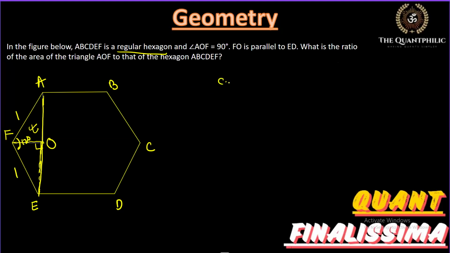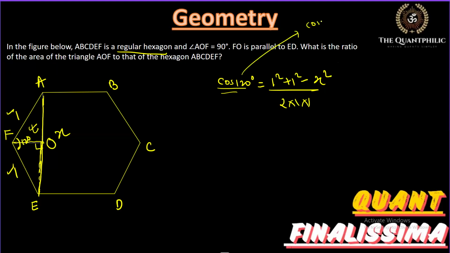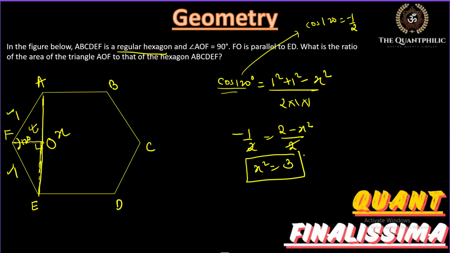So cos 120 degrees, as I told you, this is 120 degrees, and the sides enclosing that angle: 1 square plus 1 square minus, suppose the third side to be x square, divided by 2 into 1 into 1, right? So cos 120 degrees, this thing you have to remember. Please remember this. The value of cos 120 degrees is very useful. It is equal to -1/2. So -1/2 is equal to 1 square plus 1 square, which is 2, minus x square, divided by 2. So this gets cancelled, and x square is equal to 3.